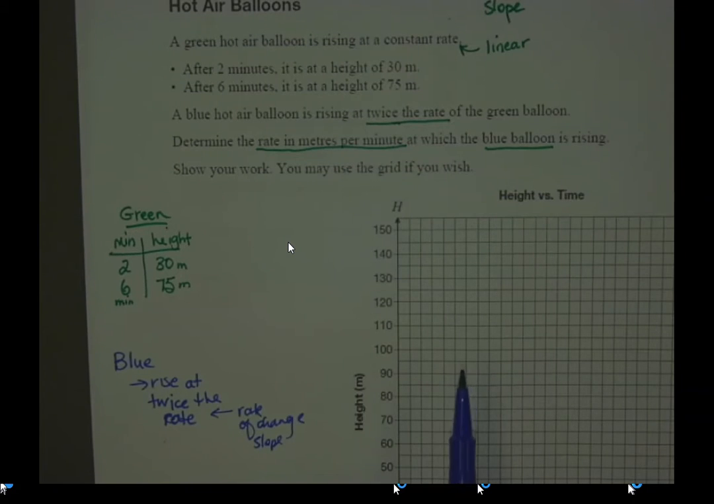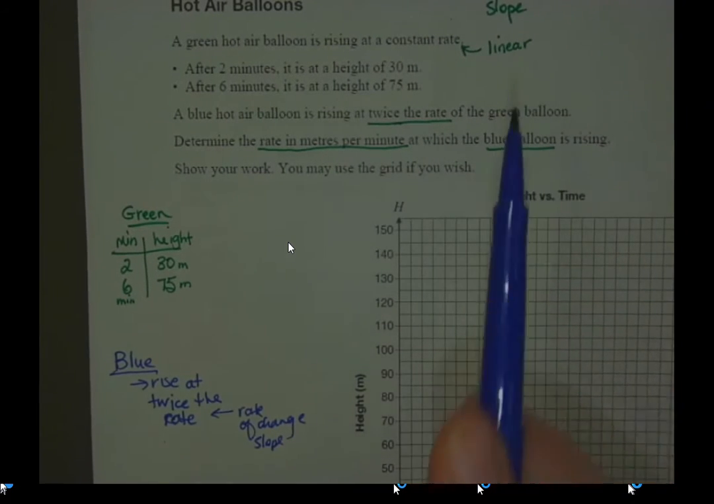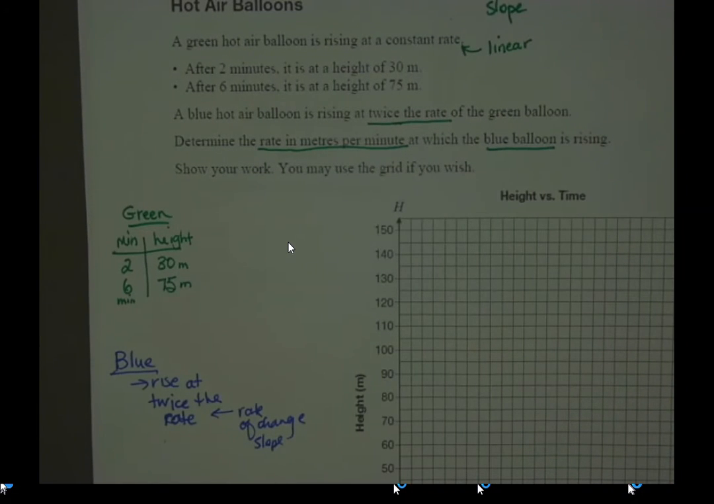Okay? And we could use the graph to answer this question, or we can use other skills that we've learned from rise over run or finding the slope, whatever way would make sense. So if you know how to do this, push pause and give it a go and see what you can come up with for the rate of change in green, and then we will double it for blue.